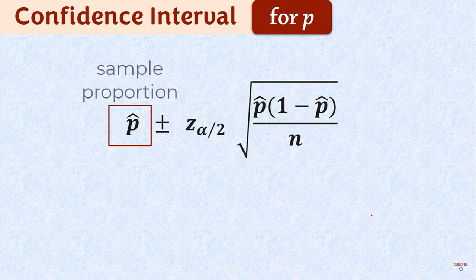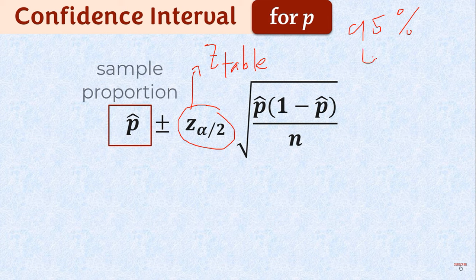Ito naman yung confidence interval. Kung nakikita ninyo, meron tayong Z. So, gagamit po tayo dito ng Z table. Yung Z table po, if it is 95%, what is the critical value of 95% again if it is Z? Answer? What is the critical value of 95%? 1.96. What is the critical value of 90%?